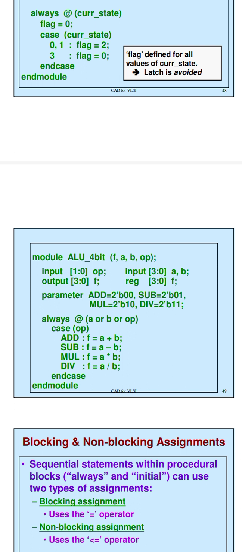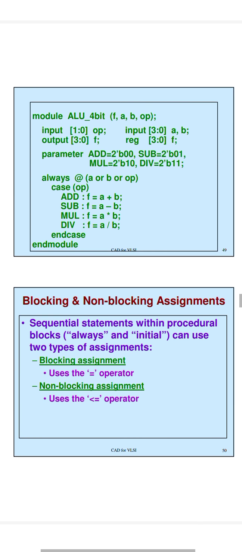Now the next part in behavior modeling is a very important part: the blocking and non-blocking statements. The blocking and non-blocking assignments are the sequential forms within the procedural blocks, which mainly depend on the always and initial conditions. There are two main types of assignments, the blocking assignments and the non-blocking assignments.